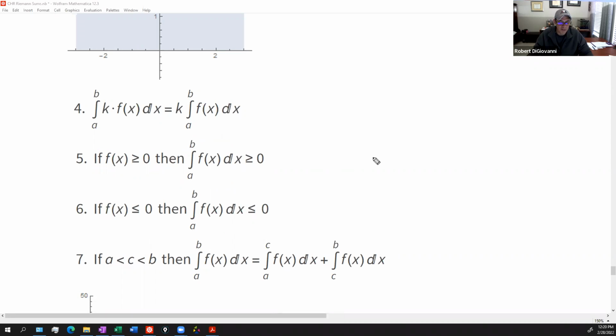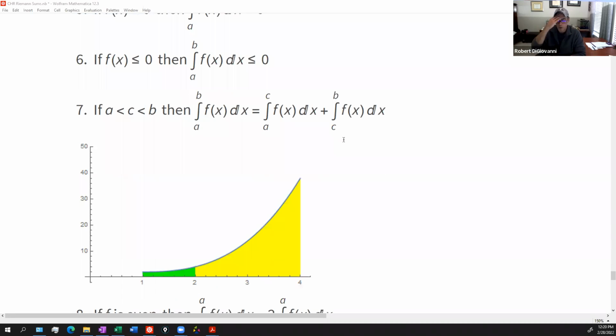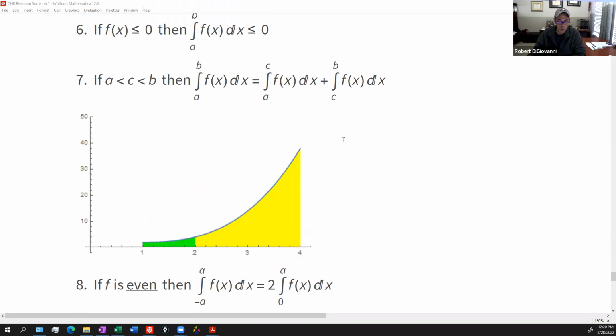This next one I've kind of already used, but this is the formal rule for it. This property says if we start at A and we want to do the integral that goes from A to B, it is completely up to us. We can, if we choose to, pick any value C between A and B.